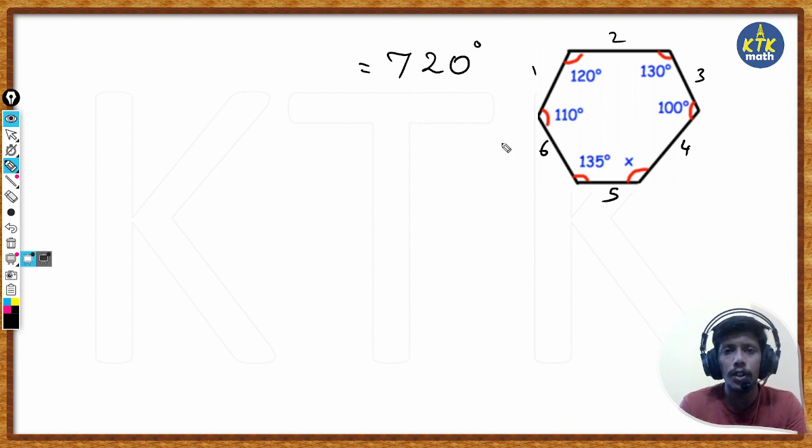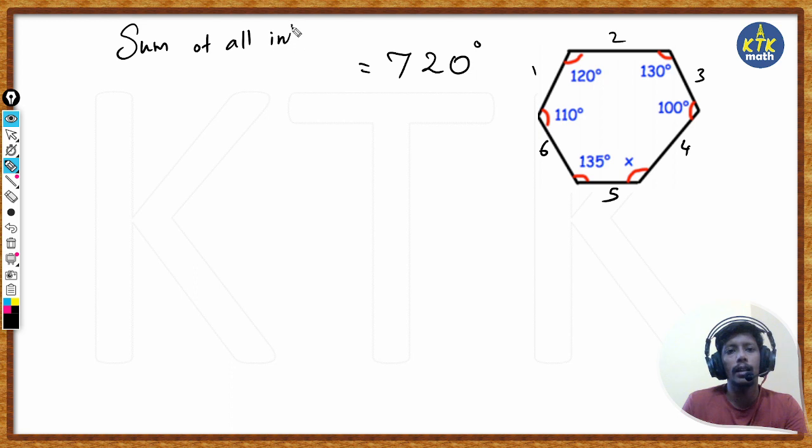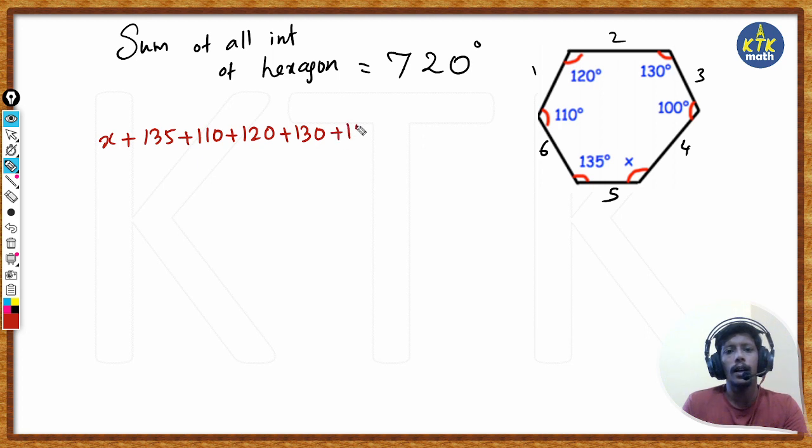What is the name of this shape? Name of the shape is hexagon. So when you are writing, what you need to write? Sum of all interior angles of hexagon is 720. Now you just write down the expression. What you need to write? X plus 135, 110, 120, 130, 100 is equals to 720.